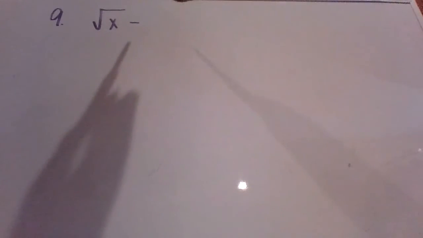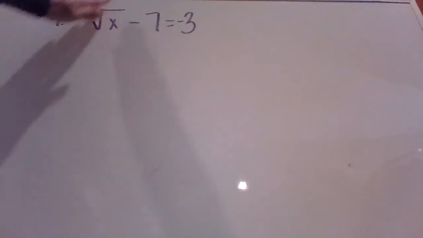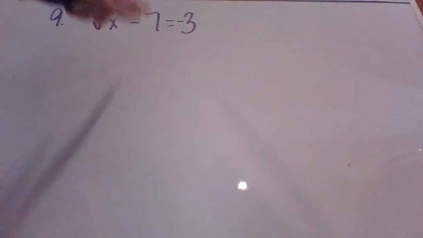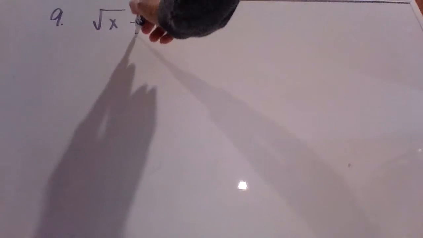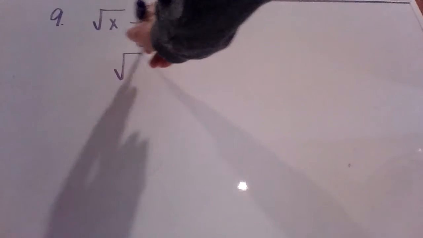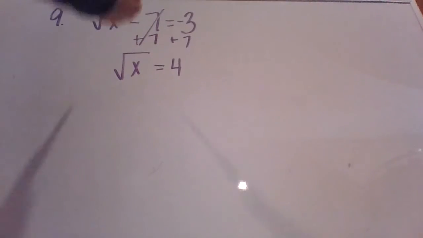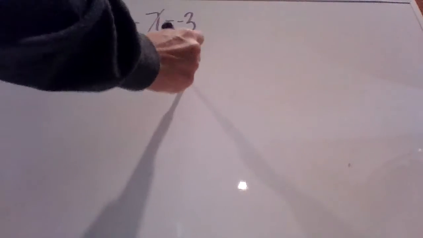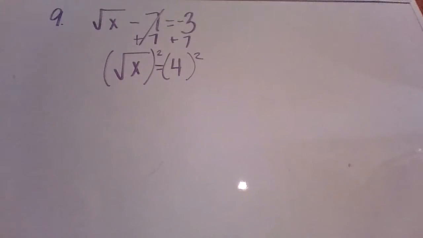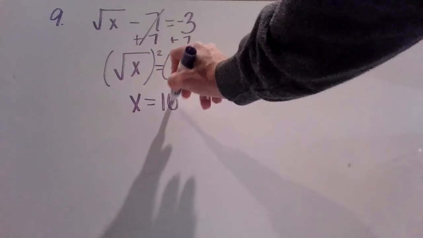Number 9. The square root of x minus 7 is equal to negative 3. I can't square all of this because the 7 is not underneath the radical sign, or the square root sign. So I'm going to add 7 to both sides. This eliminates the 7, and I have the square root of x equals 4. Now we will square both sides, because remember, whatever you do to one side, you have to do to the other. And I get x is equal to 16.